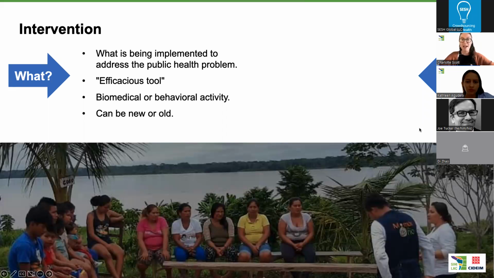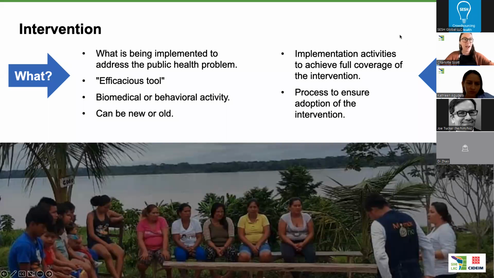So the what refers to the actual activity that makes up the intervention. This is usually a biomedical activity, such as antimalarial drugs, like we mentioned before, that are given in a specific format to a defined population. But these can also be behavioral activities. So this could be like an educational program, teaching about awareness or the importance of using insecticide-treated bed nets. So the how on this side involves the actual implementation activities that are required to achieve full and equitable coverage of this efficacious biomedical or behavioral intervention. So these also involve processes that are initiated to ensure the adoption of the intervention within the community.